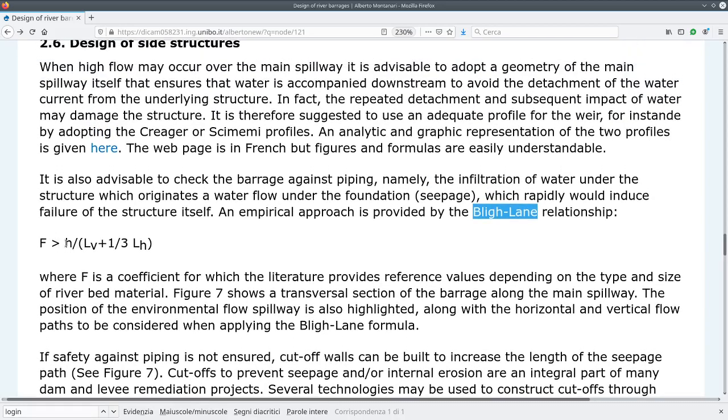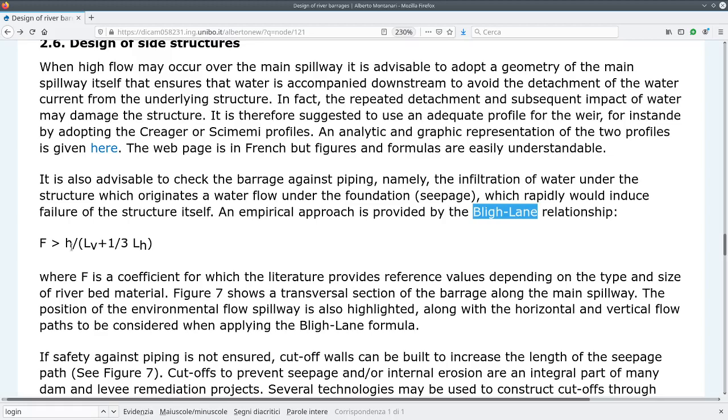You divide the difference in water elevation h between upstream and downstream, so you take the difference between the elevation of water upstream and downstream, which is more or less equivalent to the height of the barrage, and then you divide this difference h by the sum of the vertical path plus 1/3 of the horizontal path, and then you get a coefficient f.